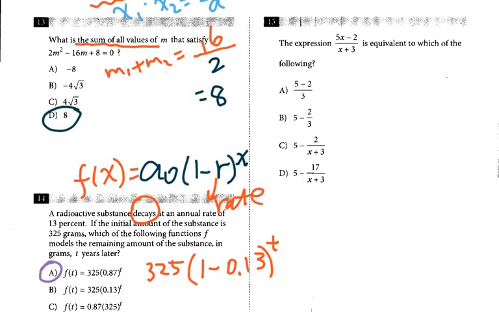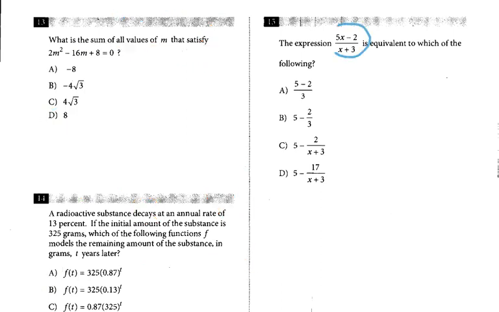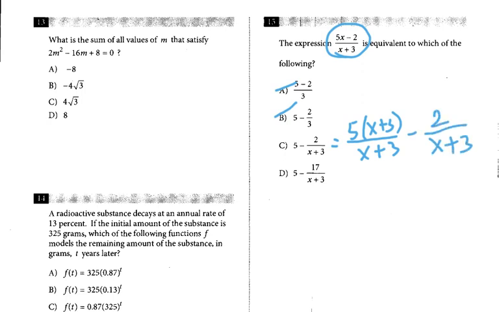For number 15, we can do it backward. You see which one is equal to 5x minus 2 over x plus 3. Definitely those two are wrong, so we can check over here. And 5, I can write down like x plus 3, then the bottom is x plus 3. So make the same denominator, then minus, this one is 2 over.